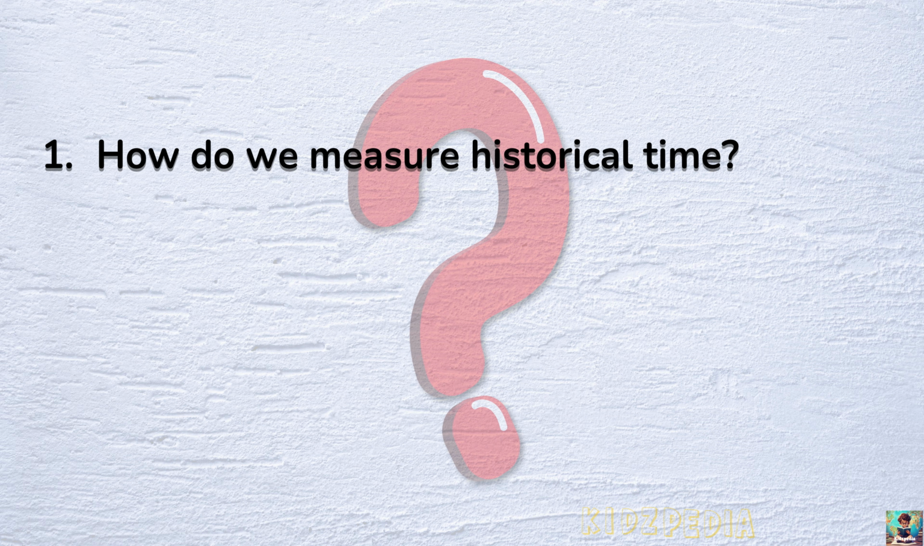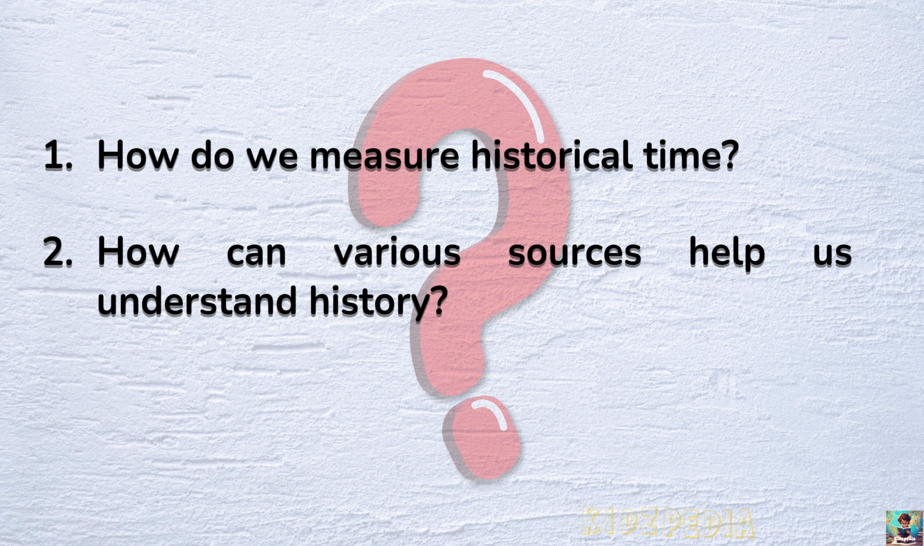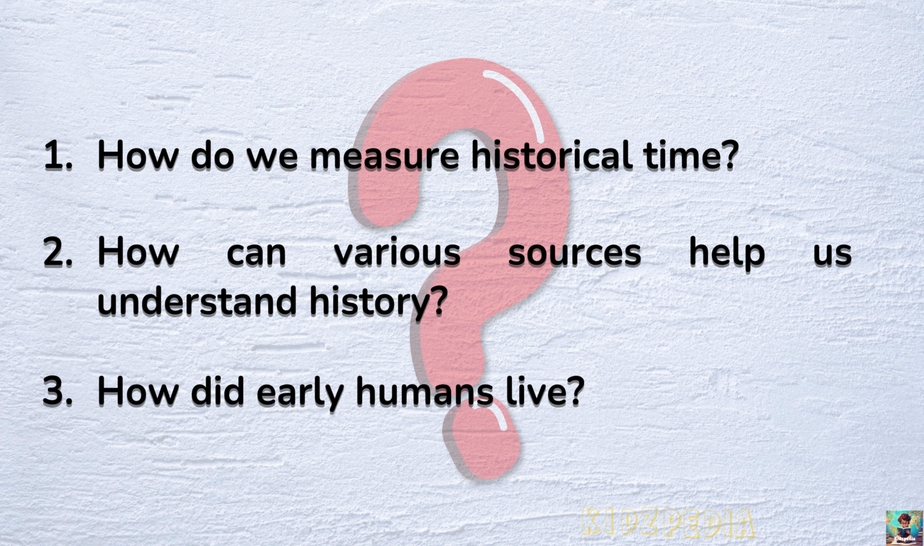So the big questions are, how do we measure historical time? How can various sources help us understand history? How did early humans live? So in this chapter, we will learn how to measure time in history using years, centuries and timelines. We will explore different sources like tools, coins, books and buildings to understand the past. These sources help us learn what life was like long ago. We'll also discover how early humans lived, hunted, gathered food, and slowly formed communities.